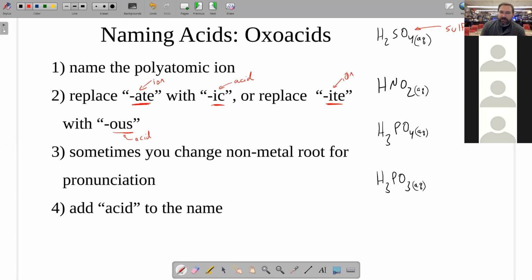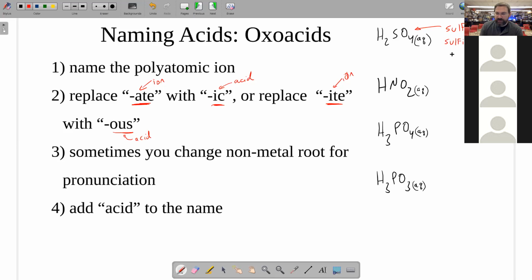So sulfur is another one of these exceptions to the rule. The name of the ion ends with either "ate" or "ite." And here the ion ends with "ate." If the ion ends with "ate," we replace that with "ic." So instead of sulfate, it looks like it would be sulfic, but that's kind of awkward.